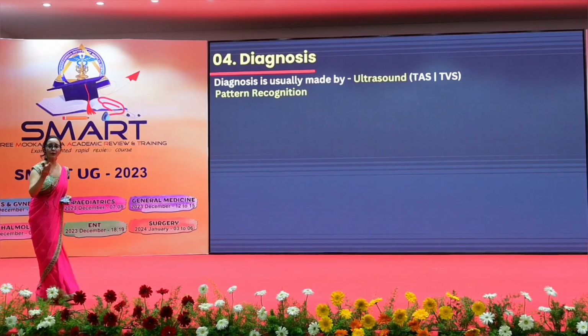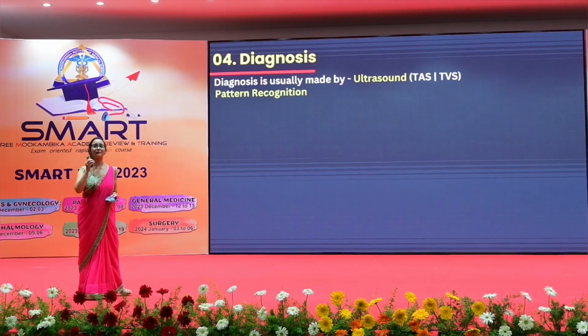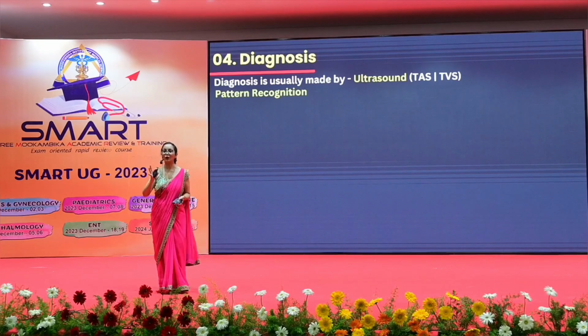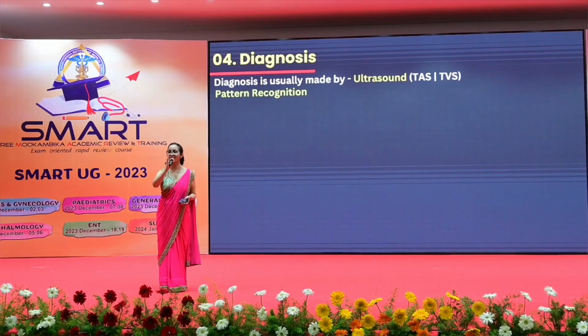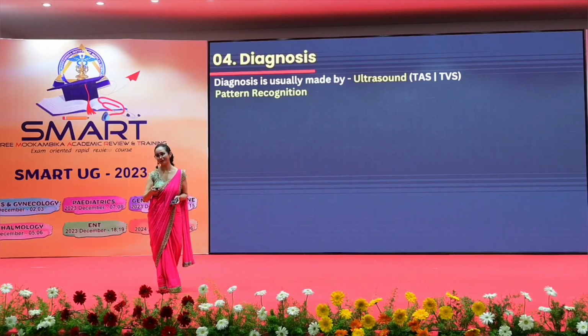After seeing so many ultrasounds around the world, people have recognized some specific patterns which help us to find out, okay, this can be endometriosis, this can be dermoid, this can be hydrosalpinx. So important ones I am showing you, so that if your viva is really going well, you can show off to your examiner that I know even more than this.